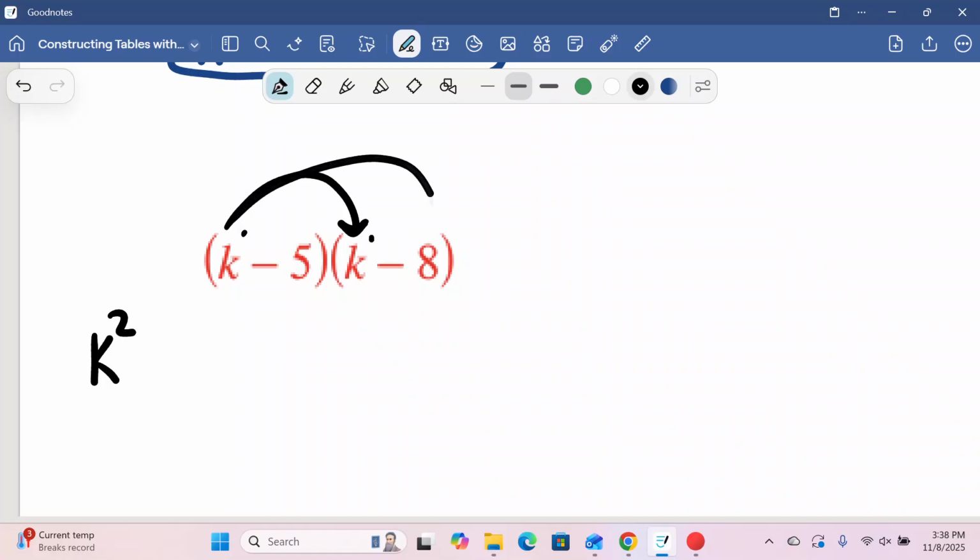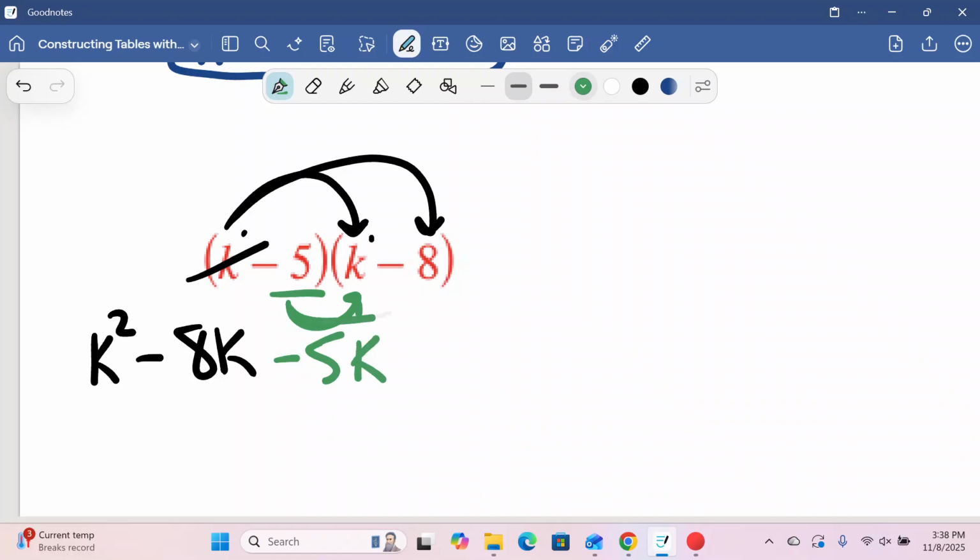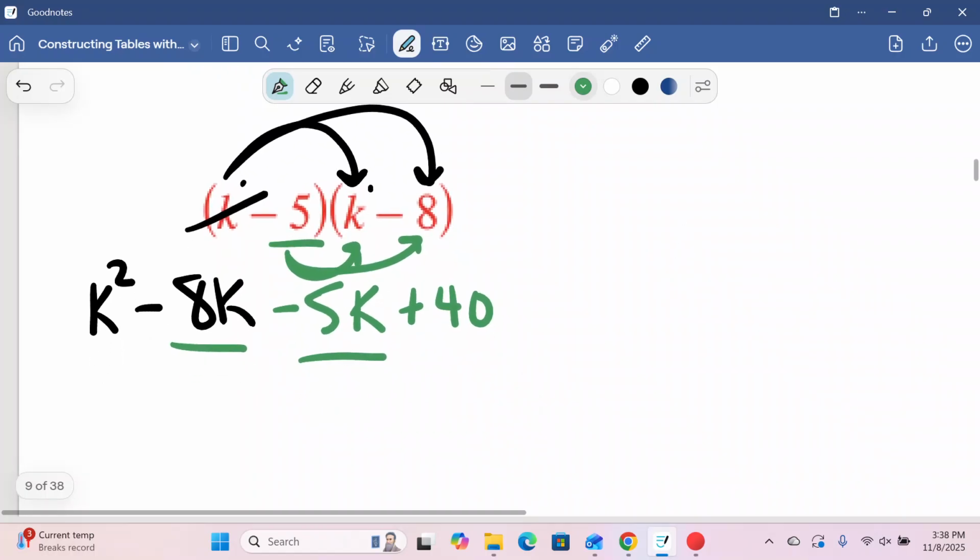And then, of course, you distribute here, and it's negative 8 times k, and it's negative 8k. I'm done with this. I like to scratch it out. And I go negative 5 times k, which gives me negative 5k. And then, of course, I distribute like that, negative 5 times negative 8, which gives me a positive 40. Now I'm going to combine like terms. I have a negative 8k and a negative 5k. And I'm going to add only those terms. I'm going to bring down the k squared, and then the negative 8k minus a negative 5k gives me a negative 13k.